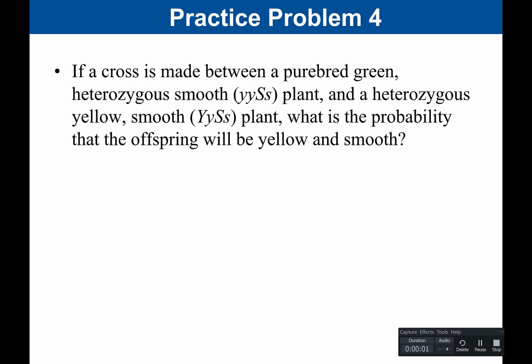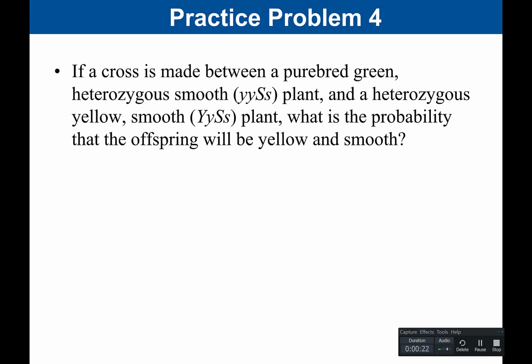So here's practice problem number 4. I'm going to do this one with you. If a cross is made between a purebred green heterozygous smooth plant and a heterozygous yellow smooth plant, what is the probability that the offspring will be yellow and smooth?